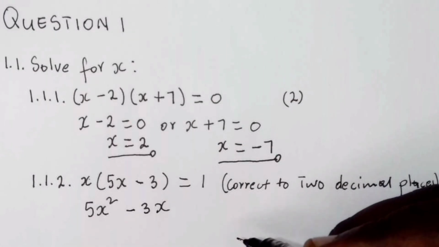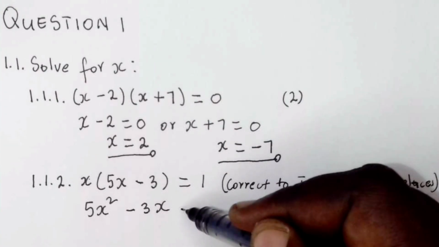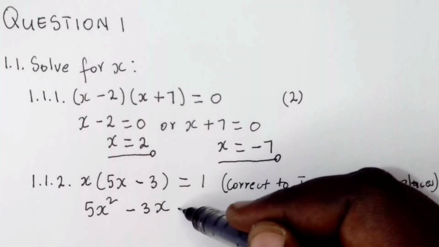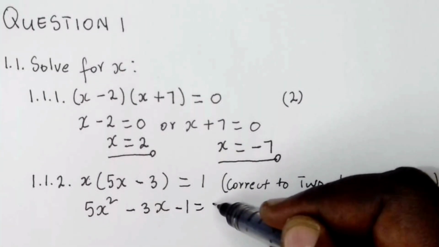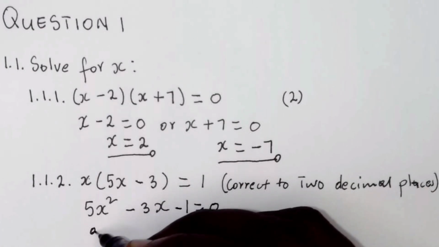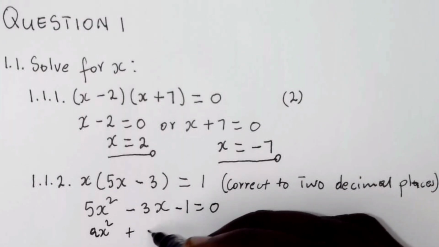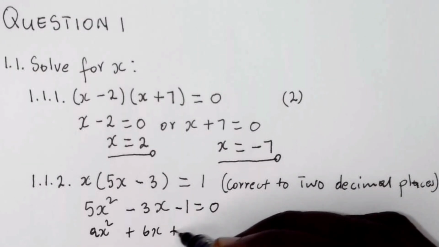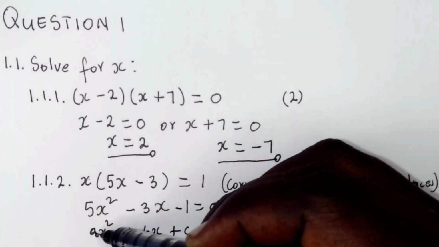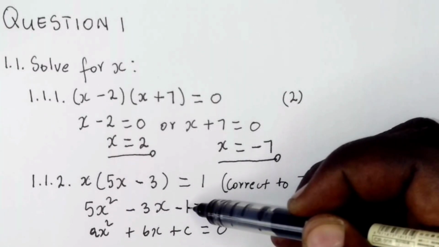We are done. But now we still have that one out there. We need to take it inside or to the left side of the equal sign. It's going to be negative 1 equal to 0. Now we are having a standard form here. Look at this one. We have ax squared plus bx plus c, which is going to be 0. As we can see here, the value of a is 5, the value of b is negative 3, and the value of c is negative 1.